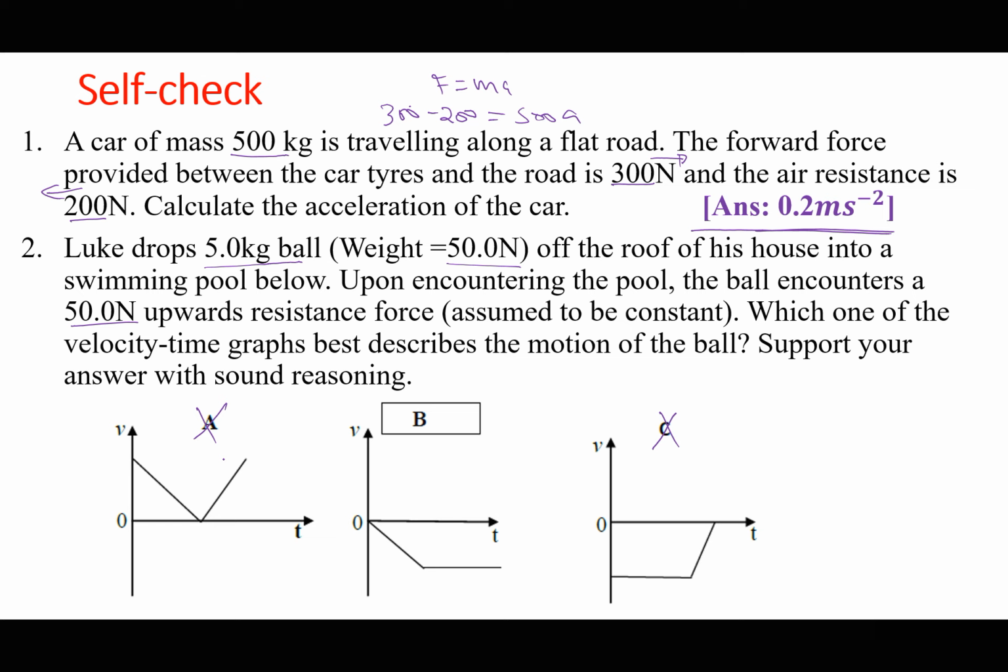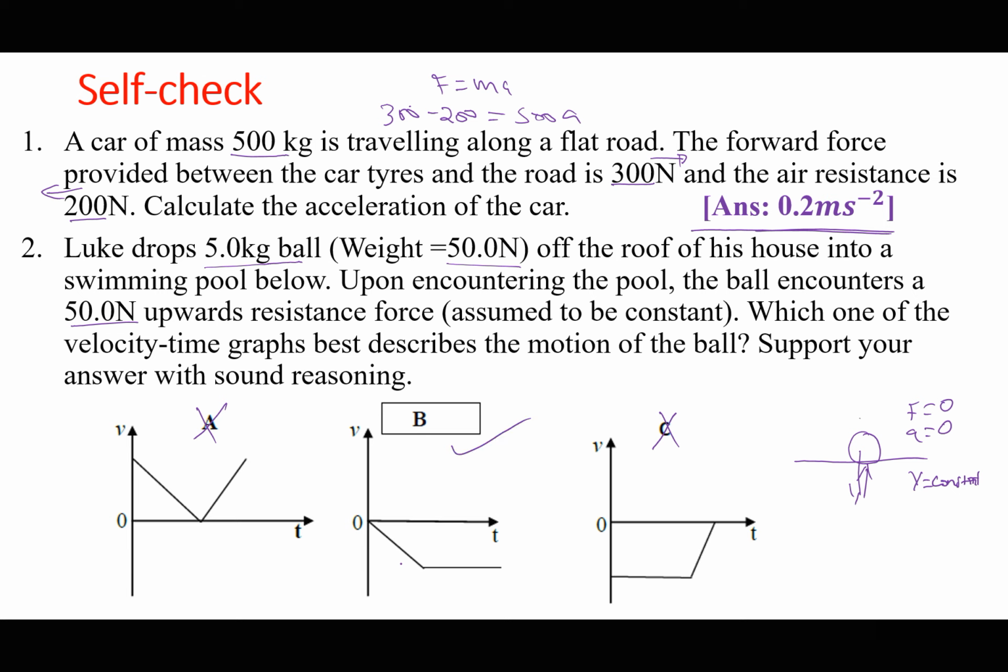At the point of encountering the pool, the upward force from the water is equal to the weight. So at this point, the acceleration becomes zero, the resultant force becomes zero, the velocity becomes constant. So we expect that the last part of the graph should be a horizontal line. So the answer will be B.